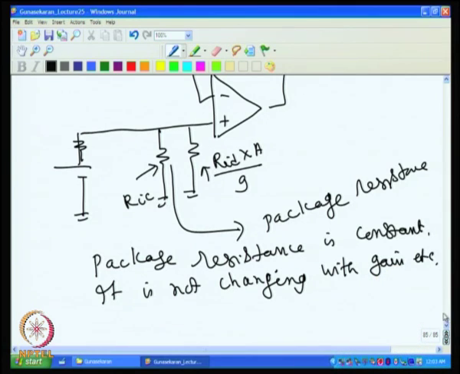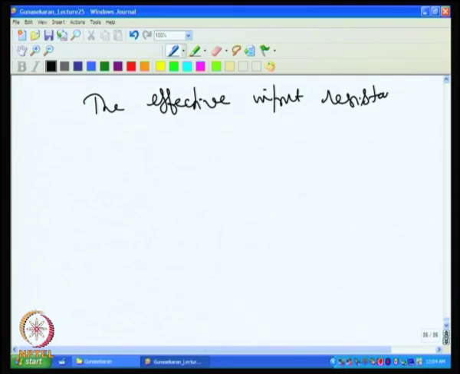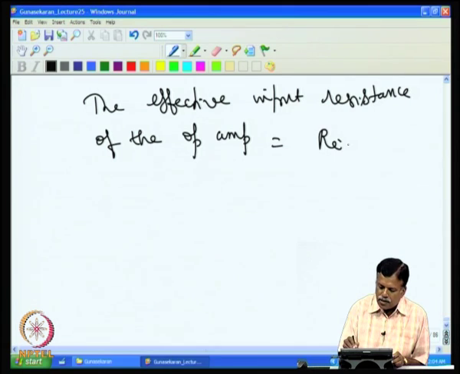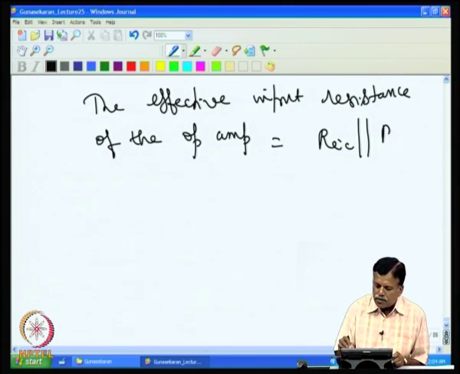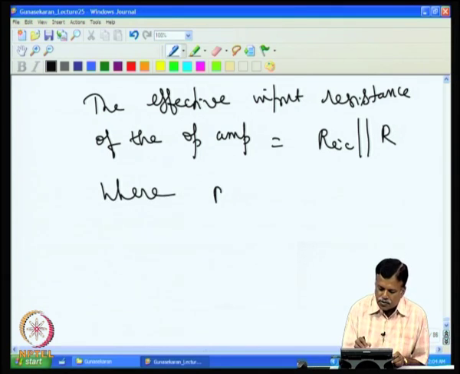So, the effective input resistance of the op amp is RIC parallel R, or the other way around, where R is the input resistance, or R is equal to RID into A by G.